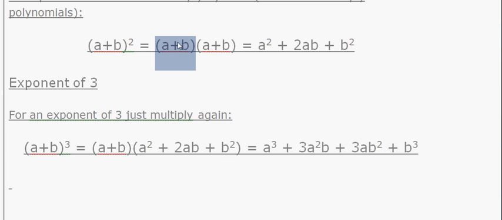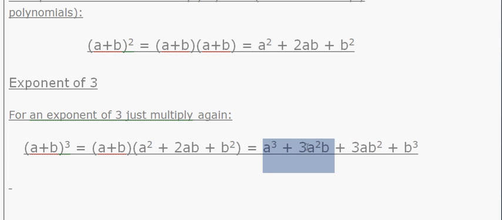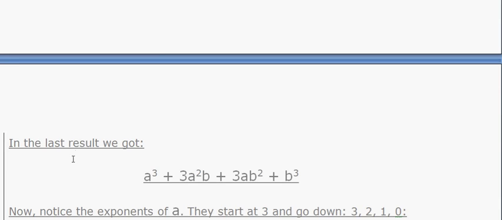It will appear 3 times, 1, 2 and third. (a plus b) cubed means a plus b is appearing 3 times in multiplication, and this is equal to this. You're multiplying it 3 times, so we get this. This is the formula. Now the pattern which we are talking about is in the last result we got.